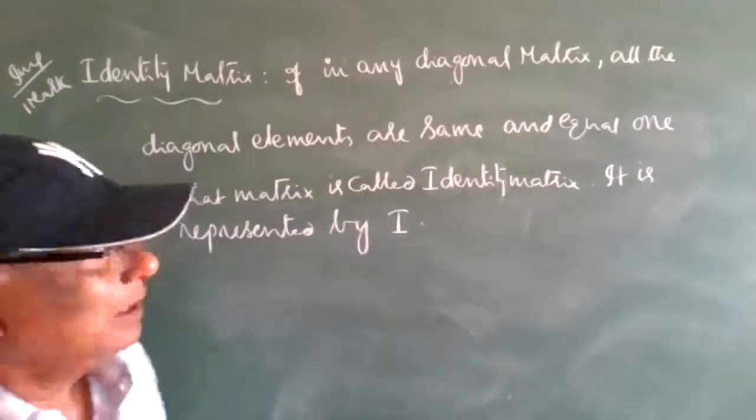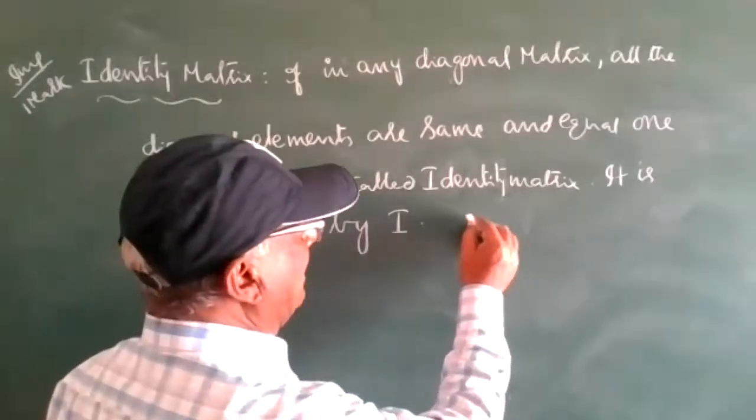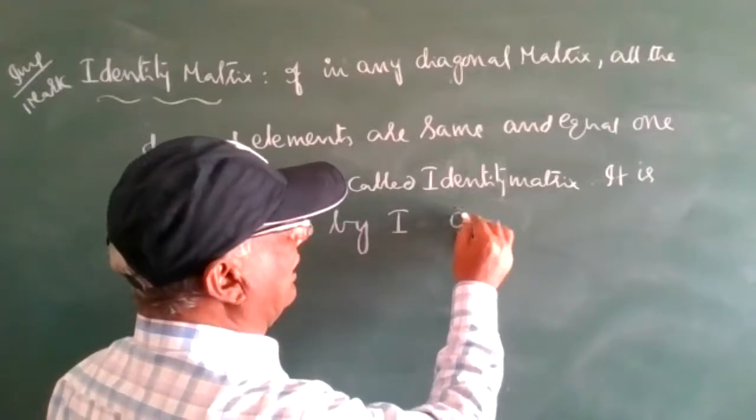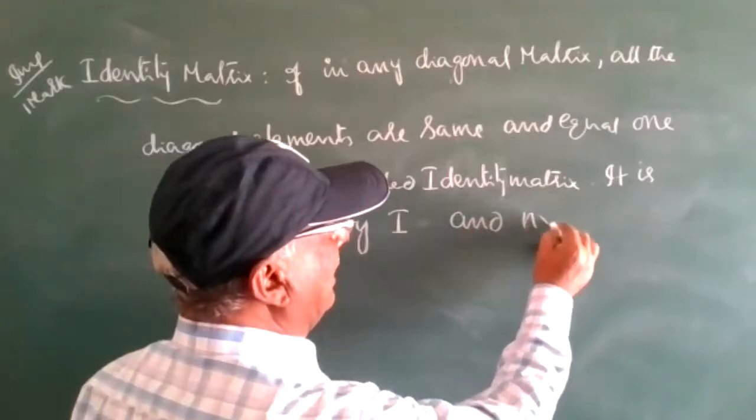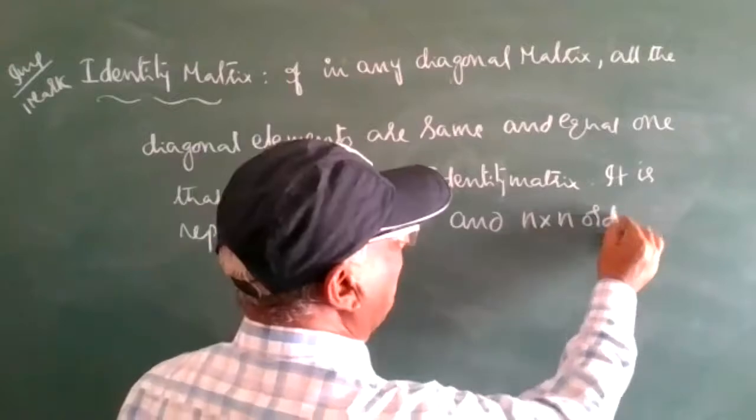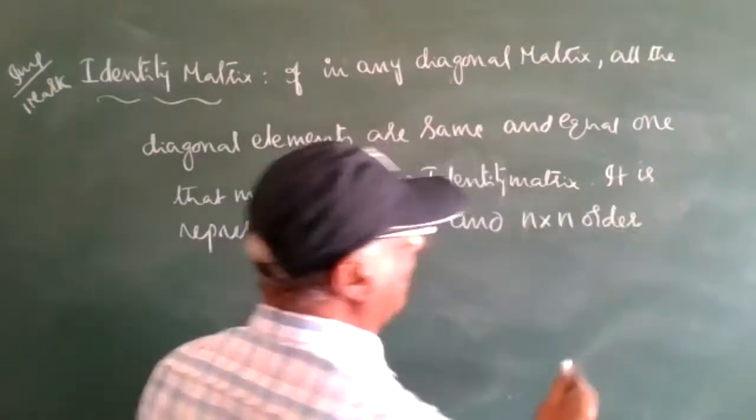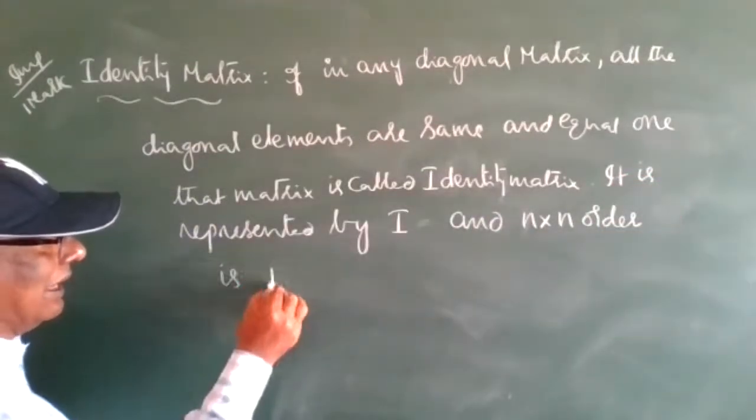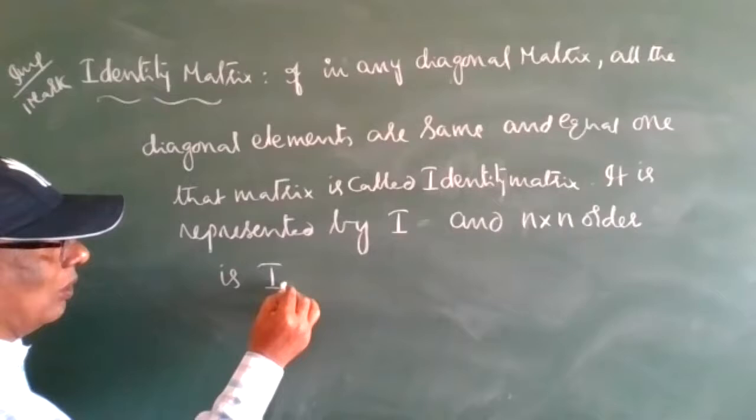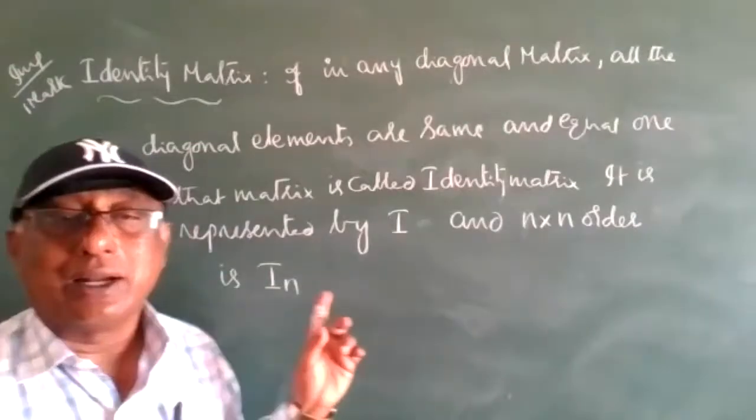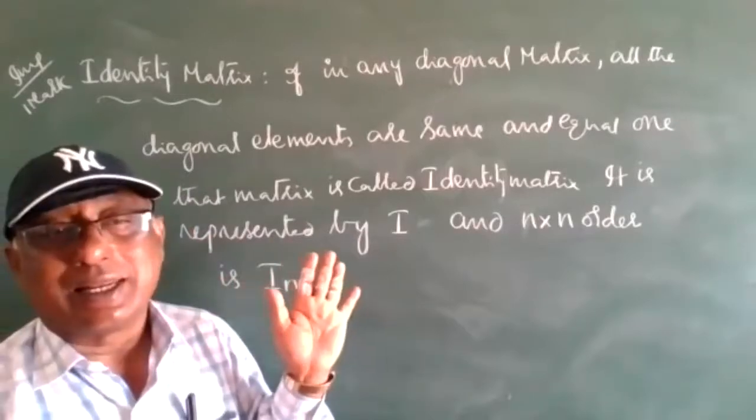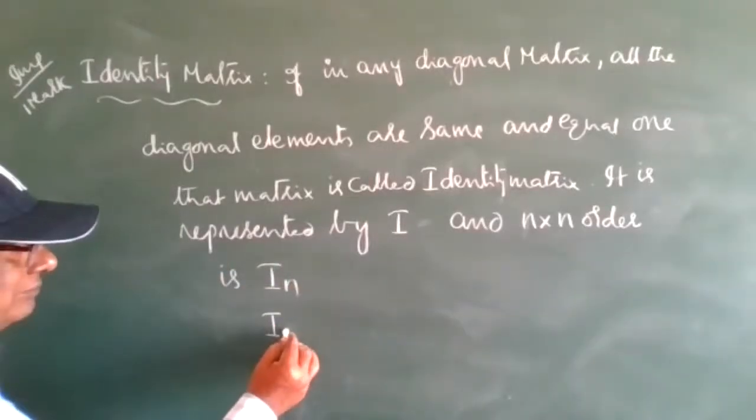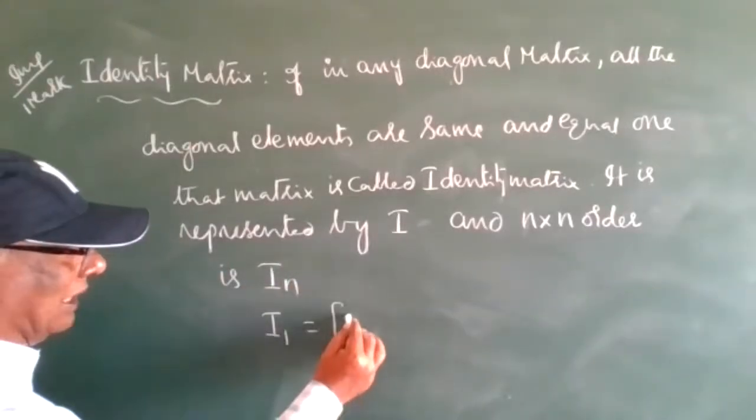Okay, and the order is nth order, n by n order. N by n order is simply represented by I n; no need to write n by n. I2 means a 2 by 2 matrix. Right, see. I1 is only one element, that is 1.